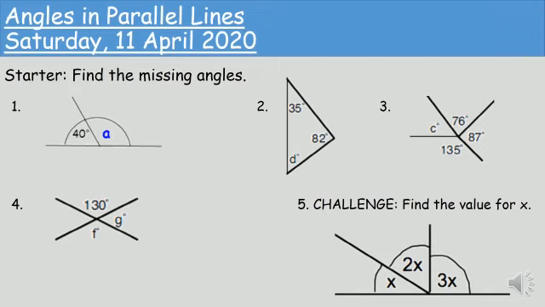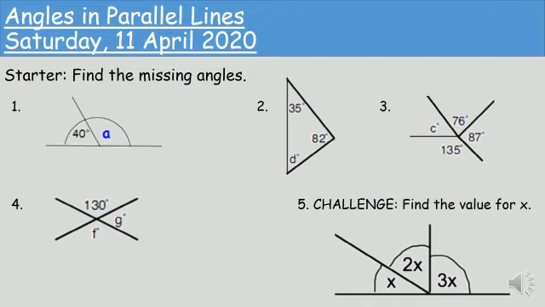So if I want to get A, I need to say 180 minus 40, and I'm going to get 140. So in this case, A equals 140. Angles on a straight line should add up to 180. Angles in a triangle should also add up to 180. So if I want to get D, I'm going to say 180 minus the sum of 35 and 82, and I'm going to get the answer for D.